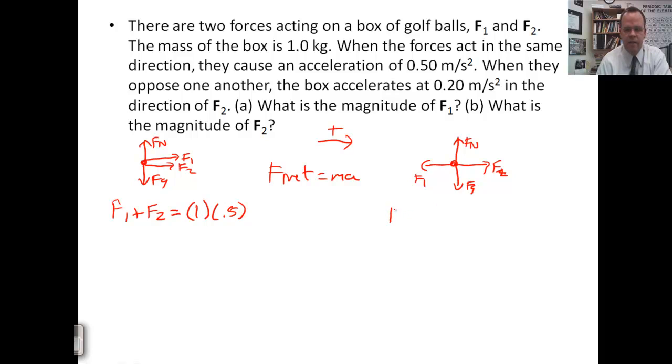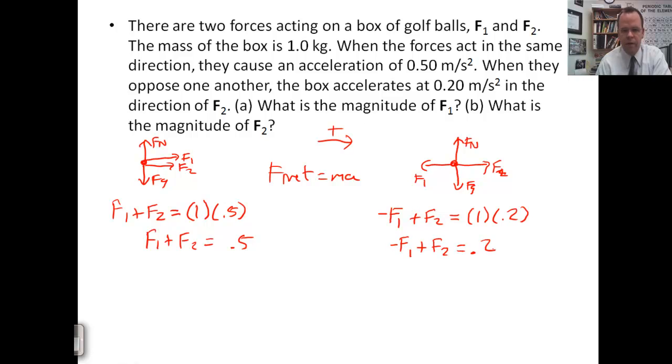In the second case, F1 is negative plus F2 equals 1 times 0.2. So F1 plus F2 equals 0.5, and negative F1 plus F2 equals 0.2. Now I need to solve one of these equations for one variable and substitute it into the other. So I'm going to add F1 to both sides. F2 equals 0.2 plus F1.